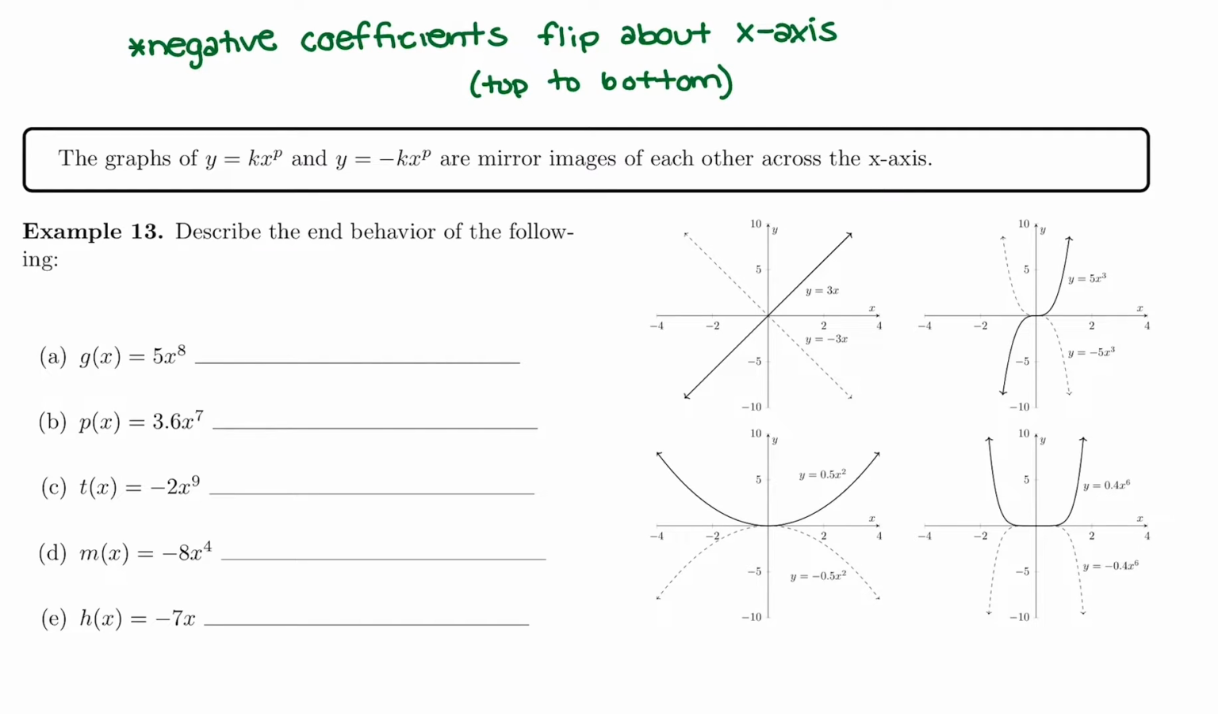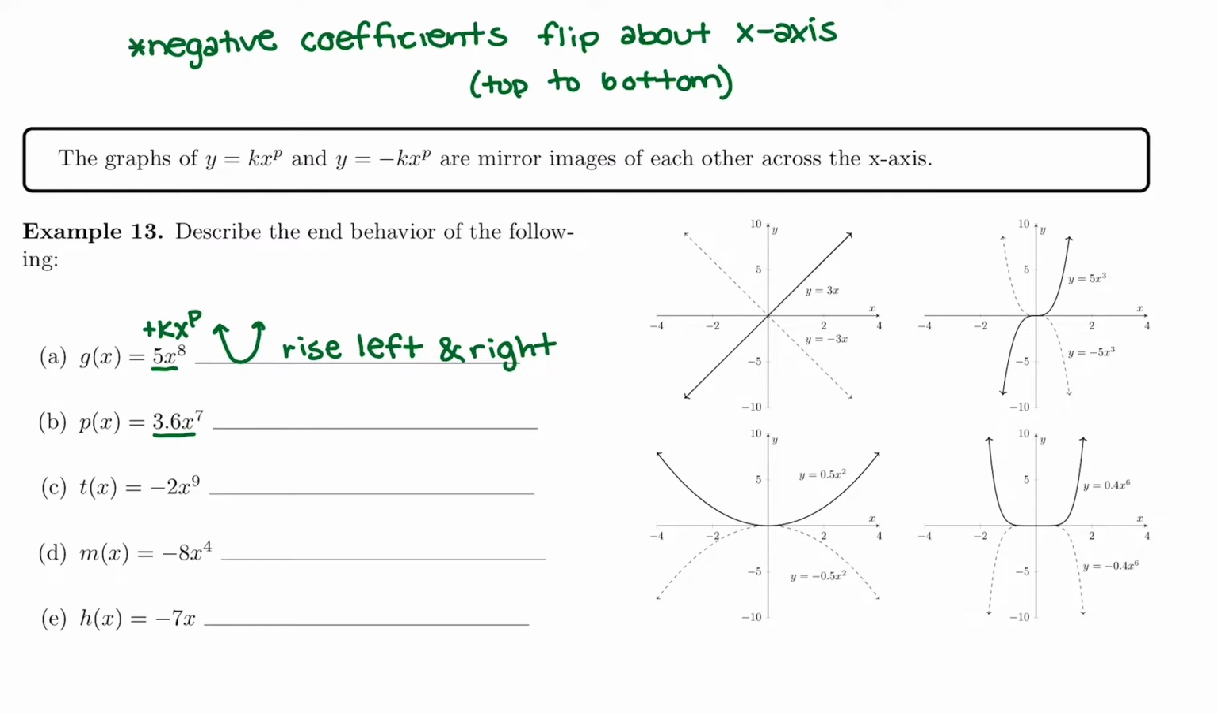Okay, so if we think about 5x to the 8th, that is going to look like x squared does. There's a positive k and a positive power p. It's going to have the same end behavior of a regular parabola. We're going to rise left and right. Both sides are going to go up. We have an even power with a positive coefficient. Our end behavior is going to be up, up.